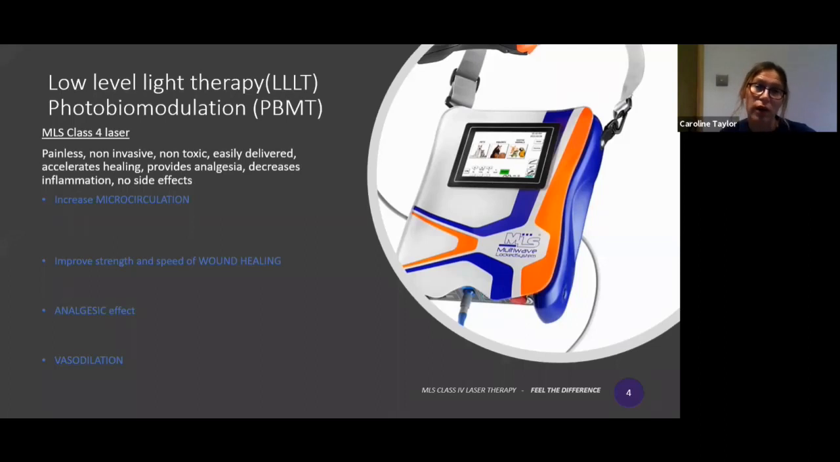Photobiomodulation or low-level light therapy, it's known by all these acronyms. So we're going to be using the MLS Class 4 laser today. It's painless, non-invasive, non-toxic, easily delivered in practice, in first opinion practice. It increases and accelerates healing. It helps with, most importantly for post-dental issues, analgesia, decreases inflammation and any side effects of its use.